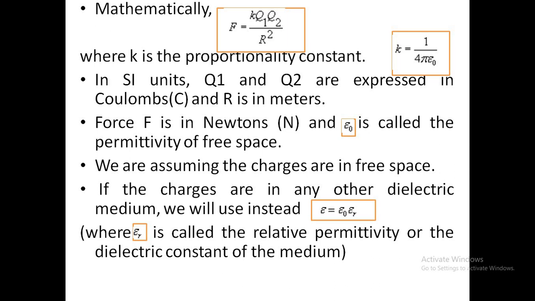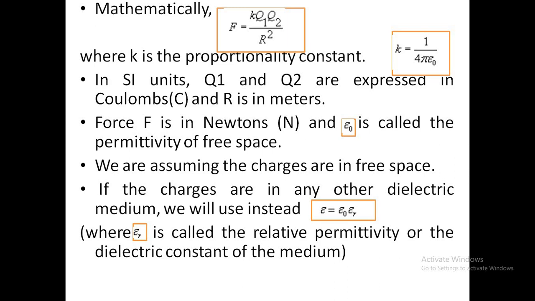Mathematically, we can give the Coulomb's law as F is equal to K into Q1 Q2 by R square, where K is the proportionality constant given as 1 by 4 pi epsilon naught, and in SI units Q1 and Q2 are expressed in coulombs and R is in meters. Here the force F is in Newton and epsilon naught is the permittivity of free space. Here we are assuming the charges are in free space.